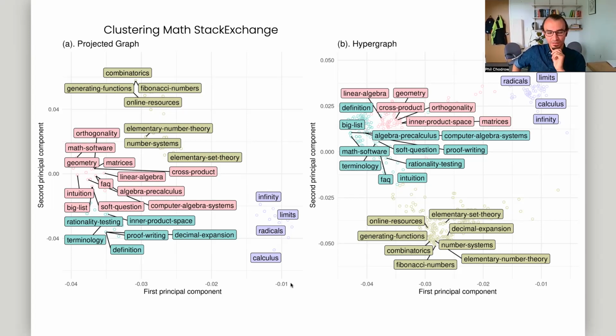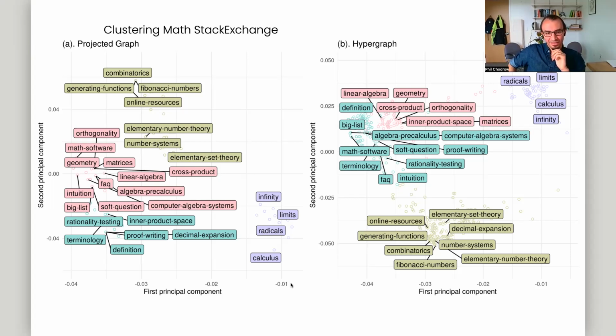So both of these methods recover some pretty reasonable and useful clusterings. For example, in purple, infinity, limits, radicals, and calculus all obviously go together. These are questions that are being asked by calculus students. Great. Love that. Both of these also recover some pretty reasonable other connections as well. For example, combinatorics, generating functions, and Fibonacci numbers seem like pretty good things to go together. All make sense in both cases.